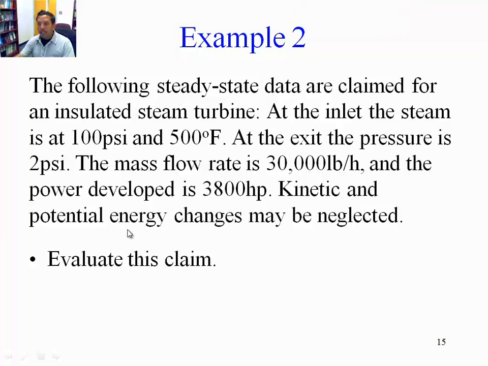We are told that kinetic and potential energy changes may be neglected, and we are being asked to evaluate this claim. Evaluating this claim basically means, can this turbine possibly produce this much power of 3,800 horsepower? Now, how would we do this? We can calculate the ideal work that a turbine like this will produce, the isentropic work, and then compare it to this one. Obviously, this cannot be larger than the ideal work. Ideal work is the maximum possible. That would be the work were the adiabatic efficiency 100%.